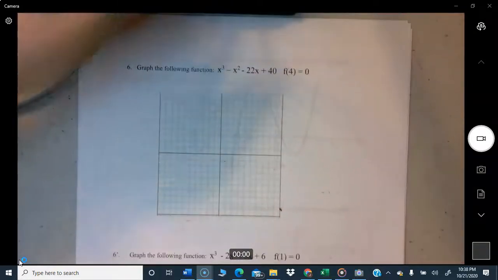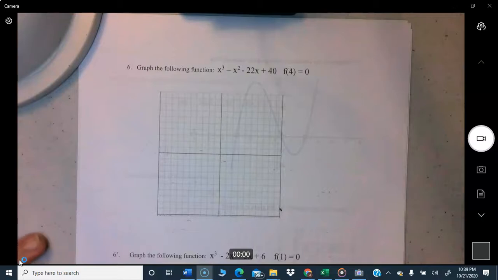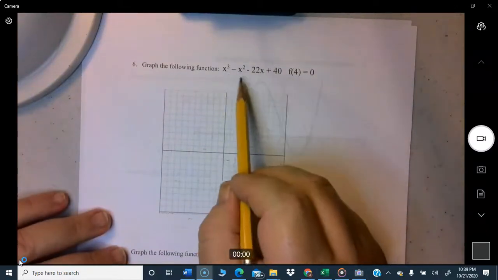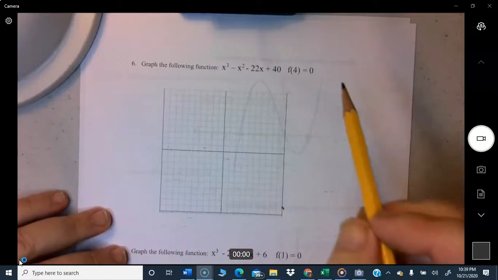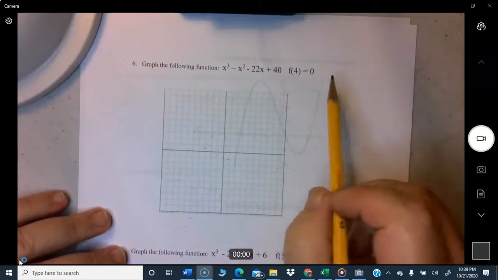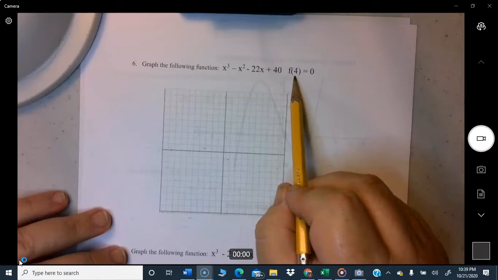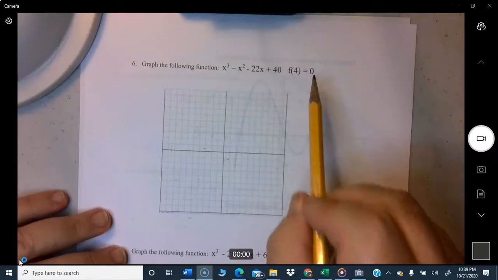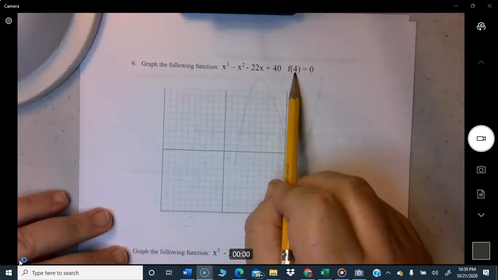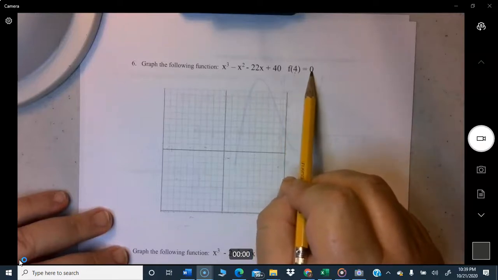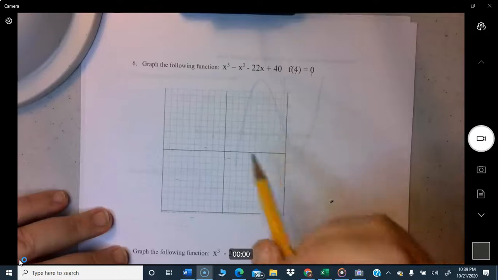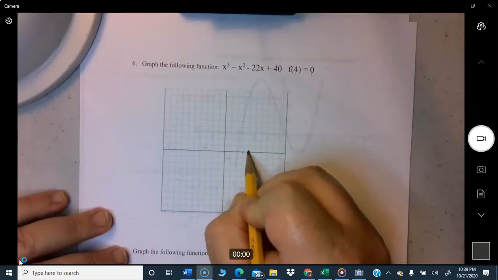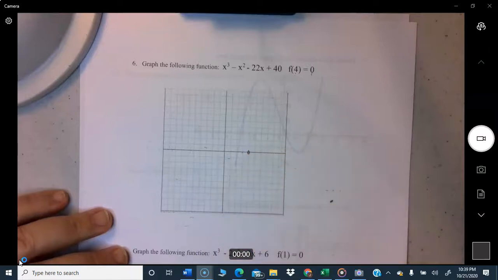Number 6. Okay, graph the following. So they give you a cubic, and they give you one fact about it. They give you a 0. The definition of a 0 is if you plug this number into the function, it will equal 0. That's the definition of 0. What that means is at x equals 4, y will equal 0. In other words, it's going to be a dot on the x-axis somewhere. So it's going to be a dot at 1, 2, 3, 4 right there, and 0 on the y-axis, which means it's right on the x-axis.